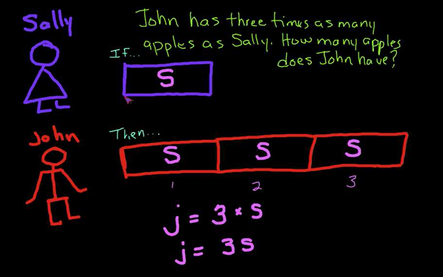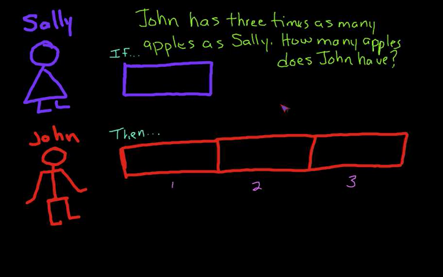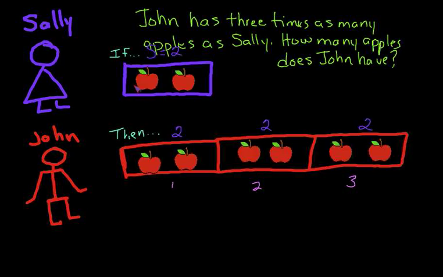Now, what if we find out how many apples Sally has? For example, what if Sally has 2 apples? Well, now I know then that Sally has 2 apples. So I'm going to show that here. Sally has 2 apples, and if Sally has 2 apples, then John has 2 and 2 and 2. He has 1, 2, 3 groups of 2. So he has 3 times 2, or 6 apples. 3 times 2 is equal to 6. That's how many apples he has.